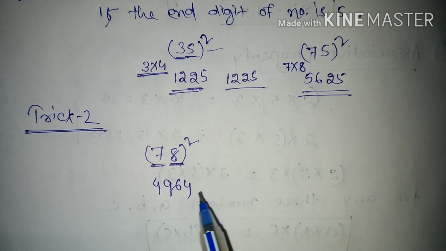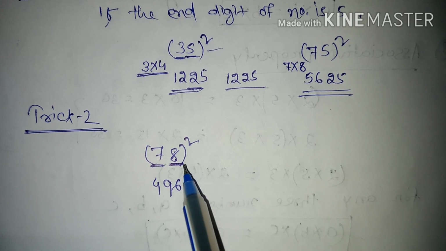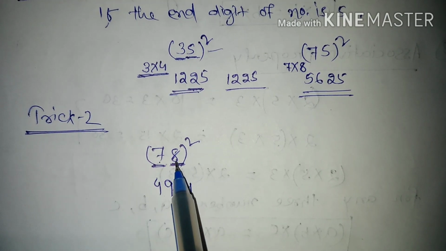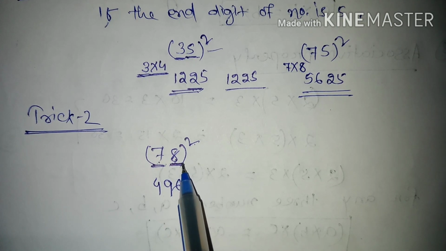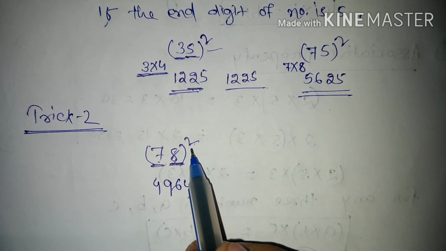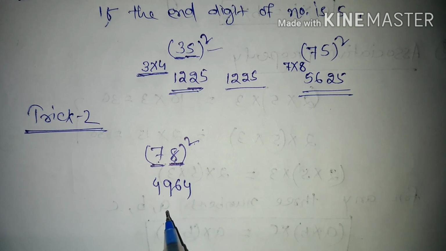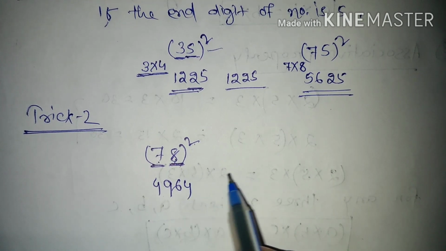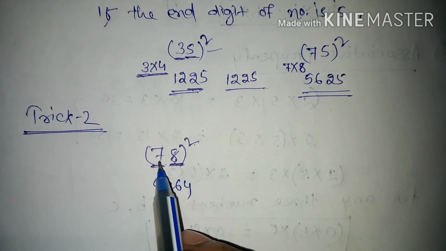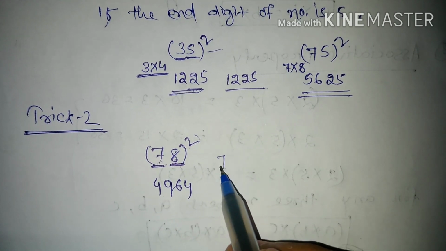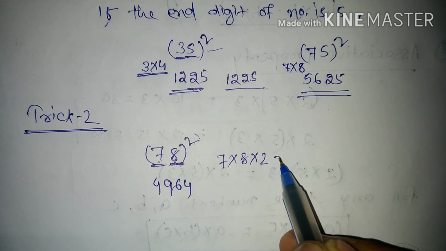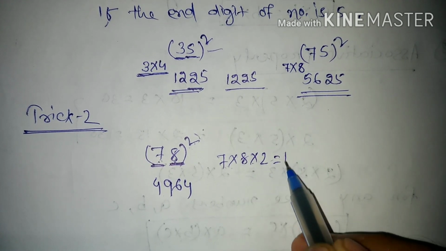Then to this number, we have to add the multiplication of these digits: 7 into 8 into 2. 7 into 8 is 56, and 56 into 2 is 112. So we have to add this number here. Now let's do the second step. What is the second step? I told you we have to multiply these numbers, that is 7 into 8 into 2. 7 into 8 is 56, into 2 is 112.